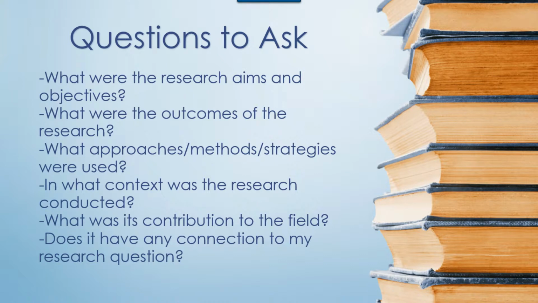When reading an article, keep these questions in your mind. What were the research aims and objectives? What were the outcomes of the research? What approaches, methods, or strategies were used? In what context was the research conducted? What was its contribution to the field? Does it have any connection to my research question? Depending on your field, you might have other questions that you would include.